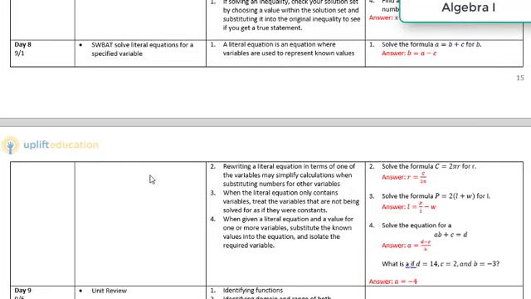Day 8, similar story, literal equations. This is a great time to do a side-by-side model for your INM. Solve a literal equation while at the same time they're solving a numeric equation or a one variable equation that looks exactly the same and has the same steps. Show them that they've done this before. The only difference is that there are variables instead of numbers.